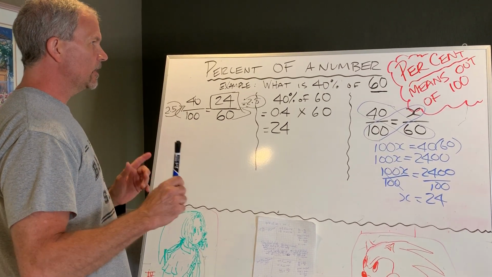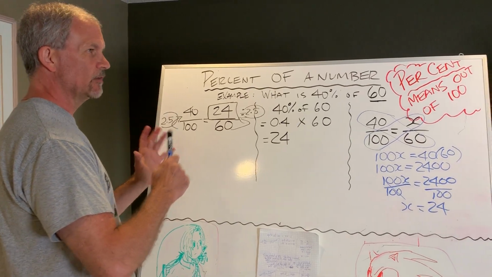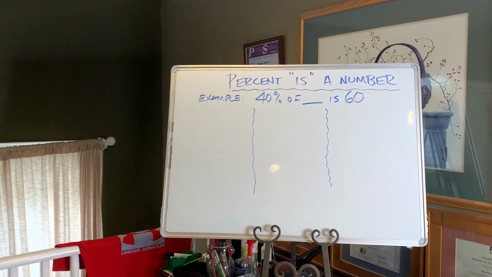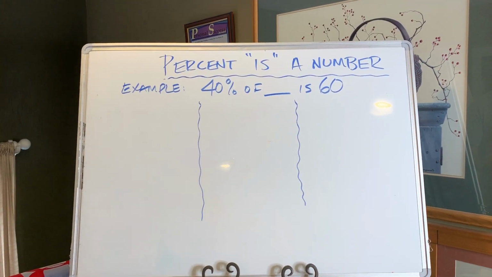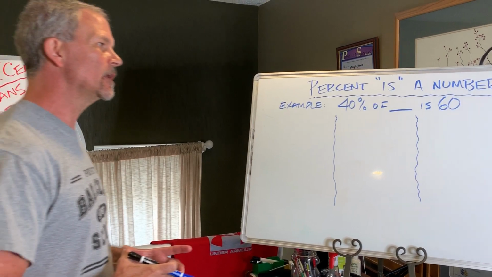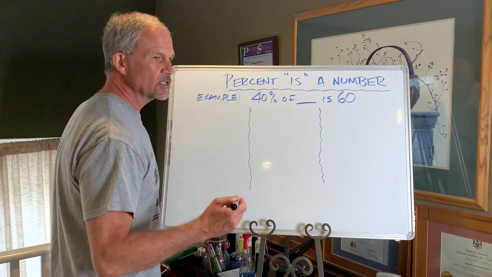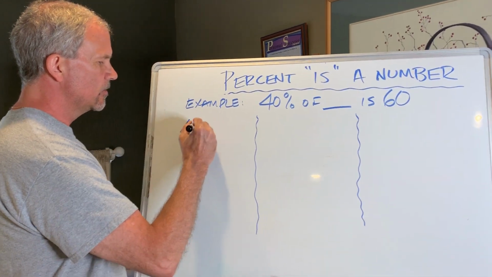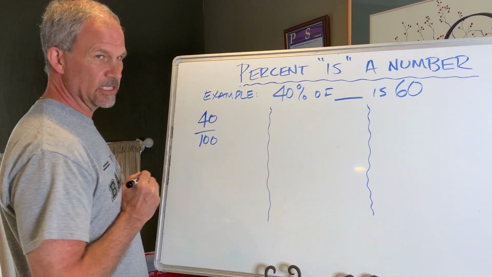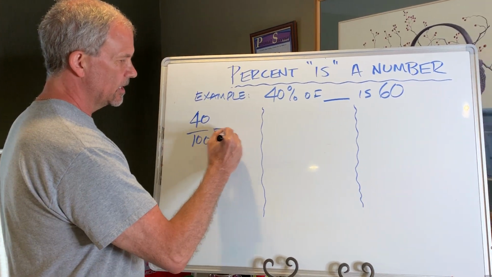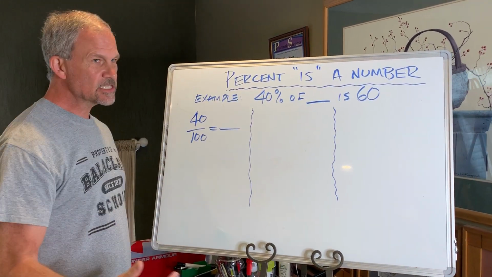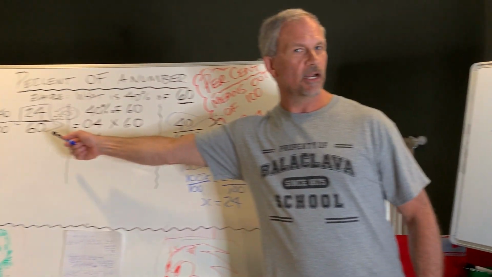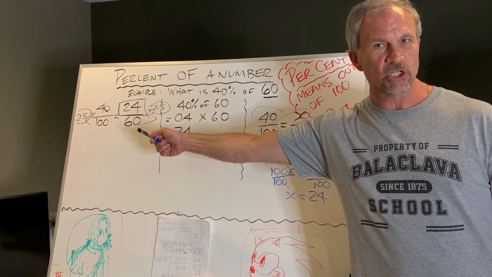Okay? Now I want you to compare that, this is percent of a number, to percent is a number. 40% of something is 60. I'm trying to find out what that something is. I start the same way. I'll do the same type of methods here. 40% as a fraction or a ratio is, now 60 needs to go somewhere. Now what happened over here? Where did 60 go? We decided it needed to go at the bottom, right? Because it was the whole number.